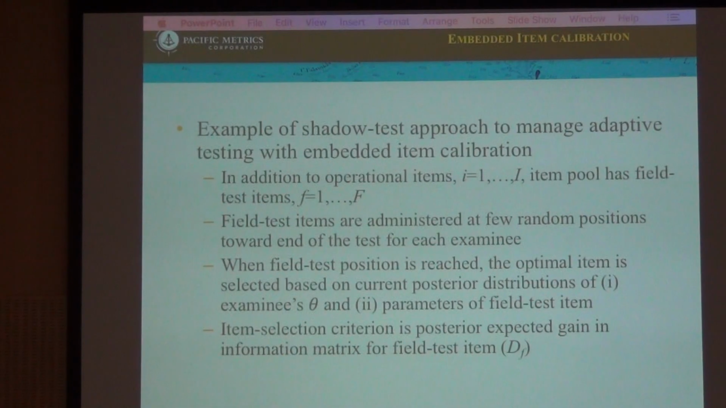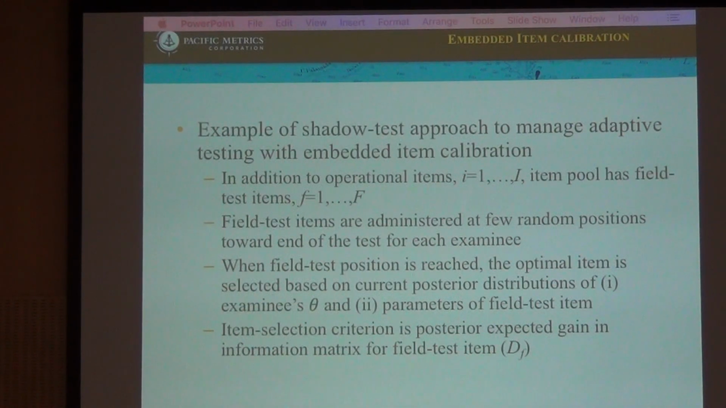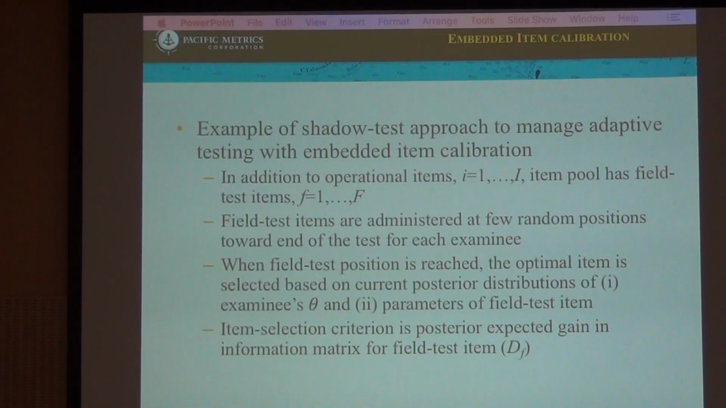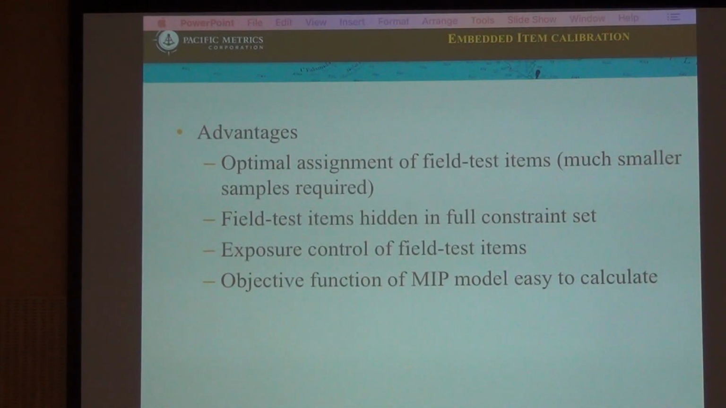In the shadow test model, we have the field test item waiting, and we just pick the field test item from the 3 items in the shadow test rather than operational item, and then continue until you meet the next position, and then you pick the best field test item rather than the operational item. And we know the criteria for item selection, and we know the criteria for the ability parameter estimates. Both are optimal design criteria.